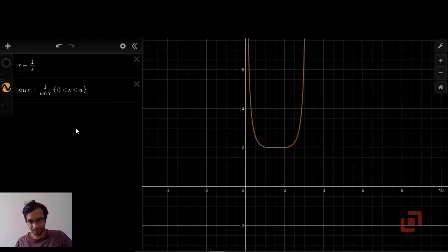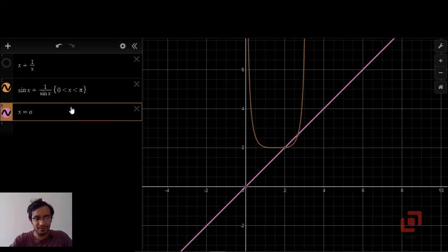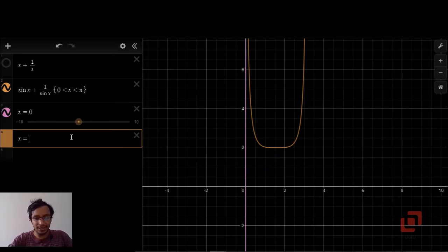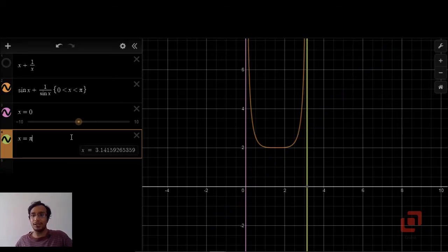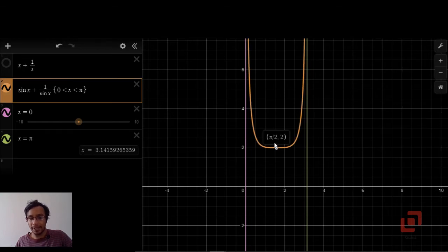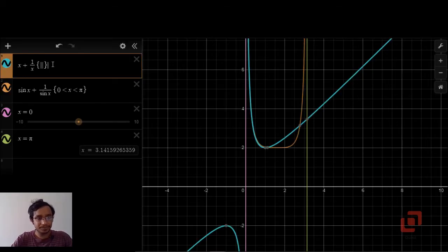It has the y-axis and the line x equal to pi as its vertical asymptotes, and it has a local and global minimum at the point pi by 2, whose value is 2. So the behavior of the function sine x plus 1 upon sine x in the interval 0 to pi is very much similar to the behavior of the function x plus 1 upon x. Well, not exactly the same, but similar.